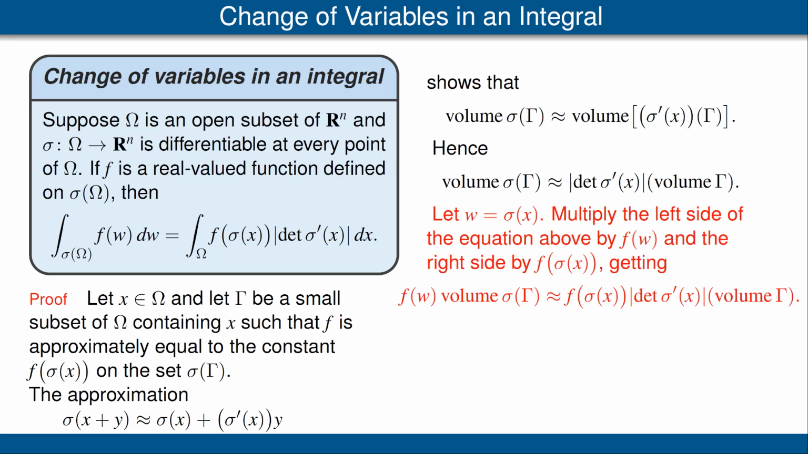Now we're ready for the change of variables. Let w equal sigma of x. Multiply the left side of the equation above by f of w, and the right side by f of sigma of x. Those two things are equal because w equals sigma of x, and we get the equation now shown here.